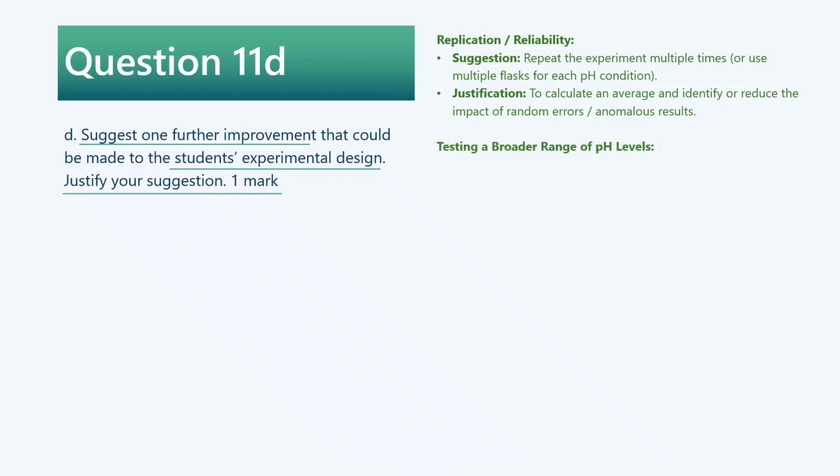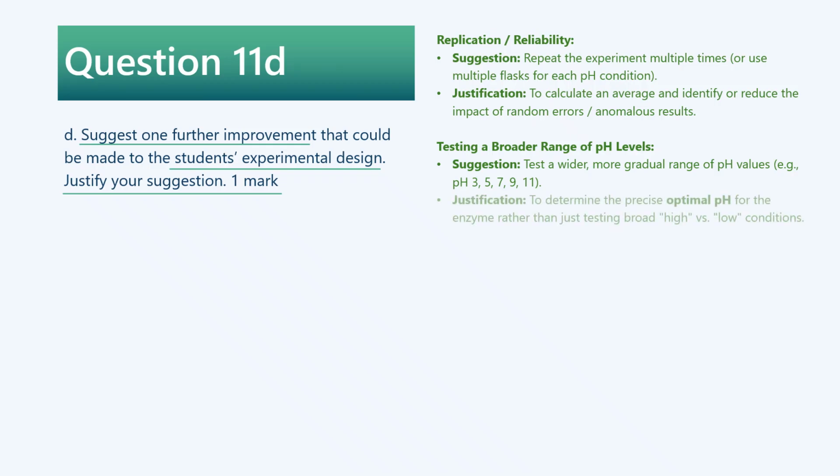Testing a broader range of pH levels. Suggestion: test a wider, more gradual range of pH values, such as pH 3, 5, 7, 9, 11. Justification: to determine the precise optimal pH for the enzyme rather than just testing broad high versus low conditions.